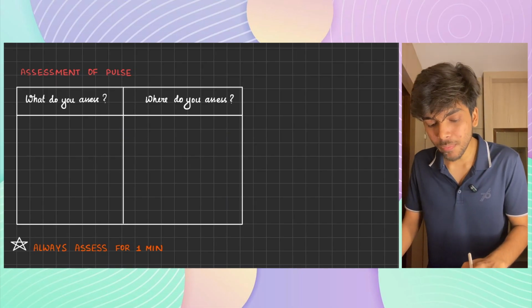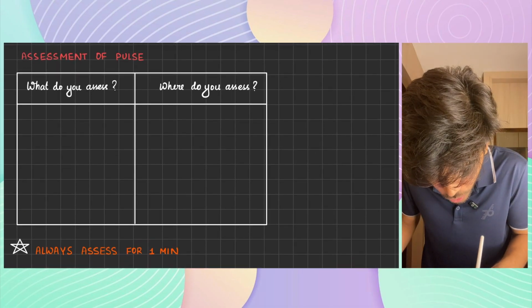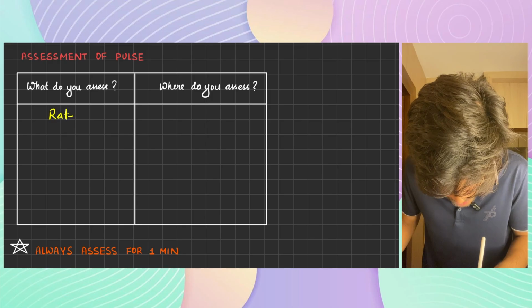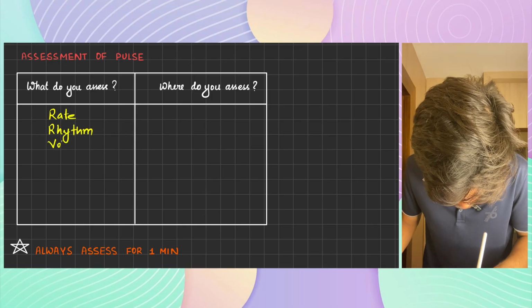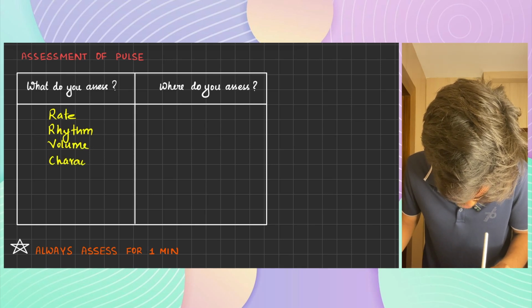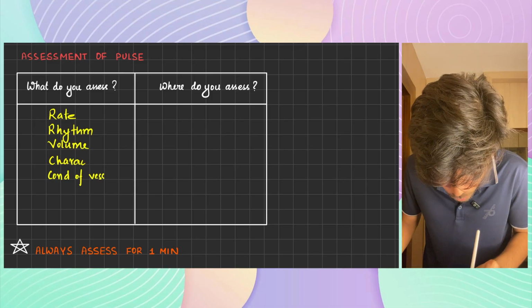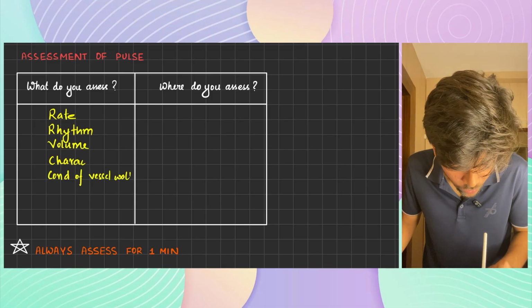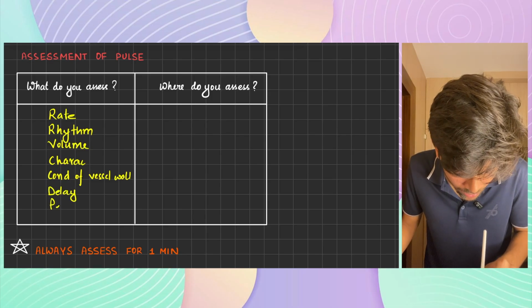Next up, assessment of pulse. You assess the following characteristics of pulse. You look at the rate of pulse, you look at the rhythm of pulse, you look at the volume of pulse, then you look at the character of pulse, then you look at the condition of the vessel wall, you look at delay, whether there is radioradial or radiofemoral delay, and finally you palpate the peripheral pulses.